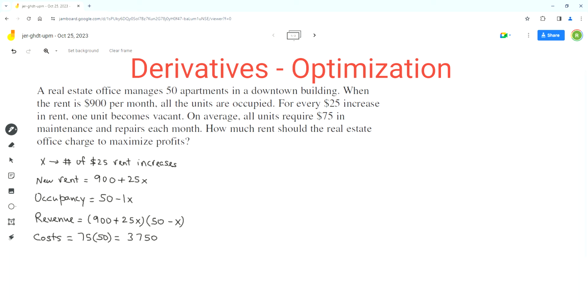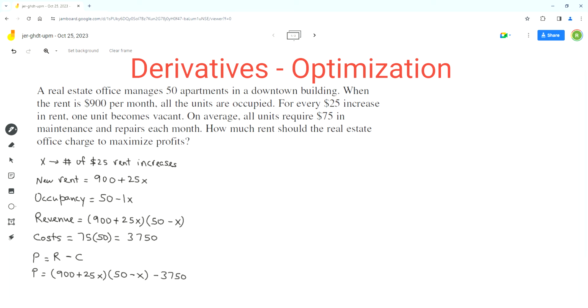So now we can use this information to write our profit function. So we know the profit is equal to revenue minus costs. So now, P is equal to 900 plus 25x times 50 minus x, and then minus 3,750. Now we can simplify this expression.